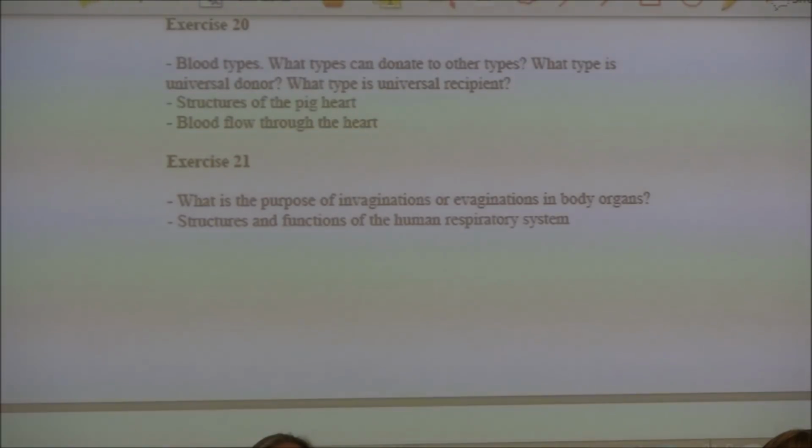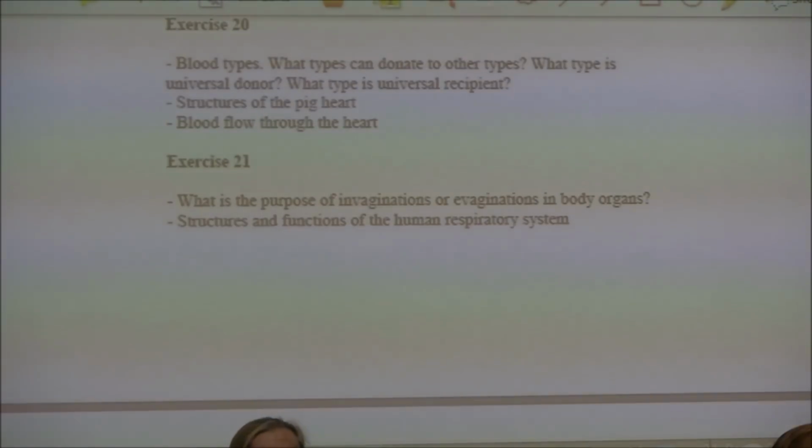Okay. What type is the universal donor? What type is the universal recipient? AB. So for this, you guys need to know table 15 from lab report 20. That's the one we did up on the board, where we went through and said, can this person donate to this person? Can they donate to this person? Can they donate to that person?